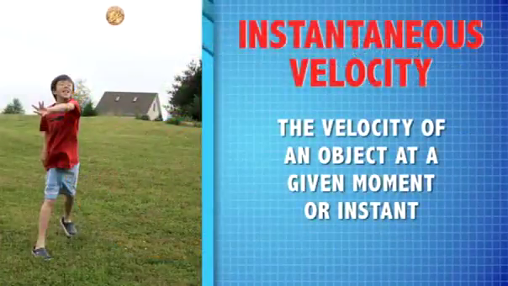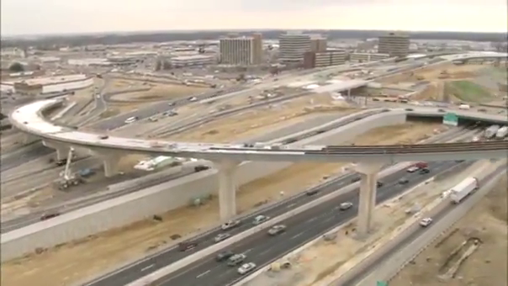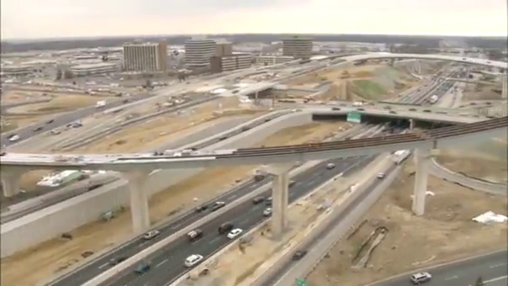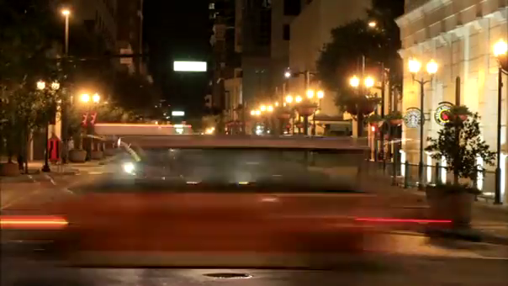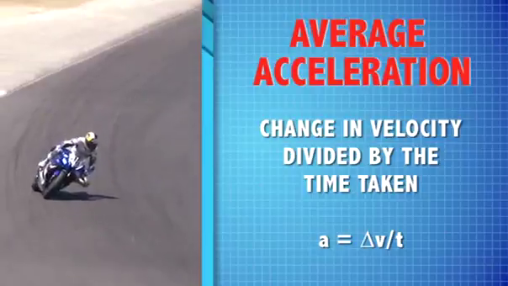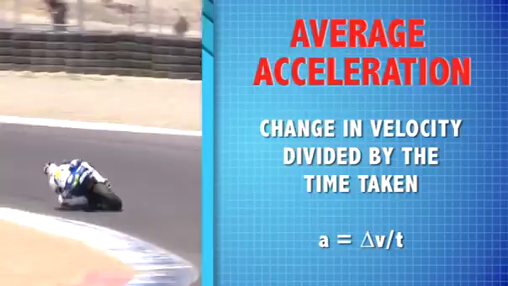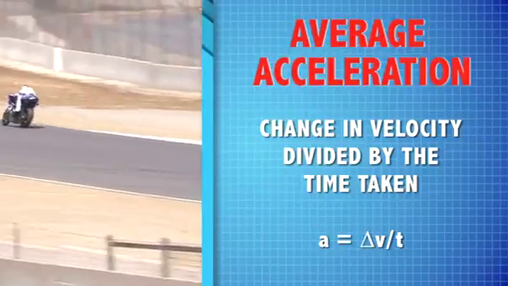Instantaneous velocity is the velocity of an object at a given moment or instant. If an object has a constant motion, then the object's instantaneous velocity is equal to the object's average speed. An object that is accelerating can be slowing down or speeding up. And that leads us to the concept of average acceleration. Average acceleration is the change in velocity divided by the time taken, or a equals delta v divided by t.